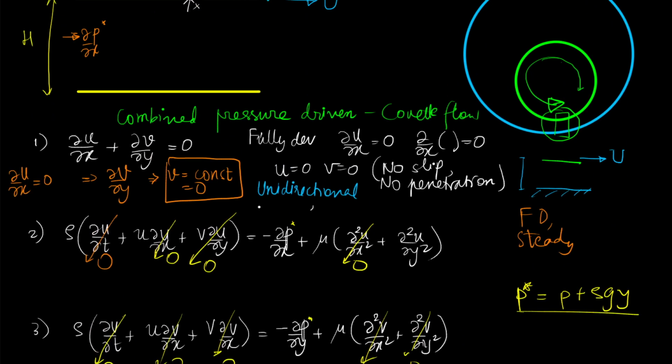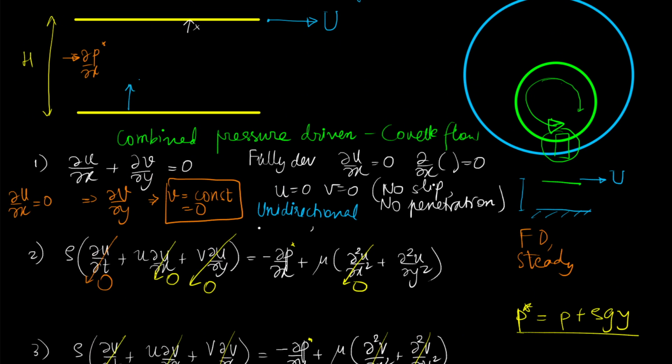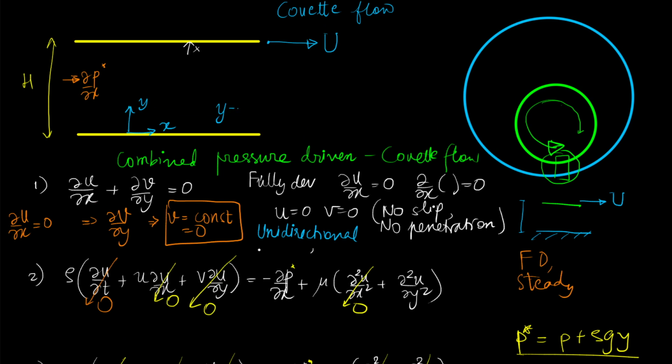So the boundary condition will be, if I choose the coordinate system over here, at y equal to 0, u equal to 0 by no slip, and at y equal to h, u equal to capital U, and this is also by no slip. The no slip boundary condition implies that the relative velocity of the fluid with respect to the boundary has to be 0. It means that the absolute velocity of the fluid at the top wall has to be equal to capital U. So this is also a consequence of no slip.